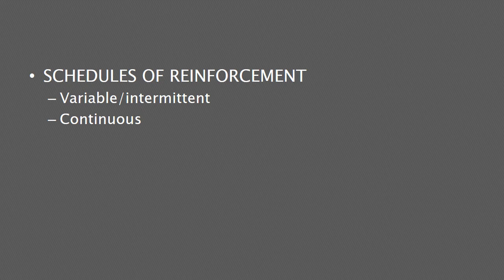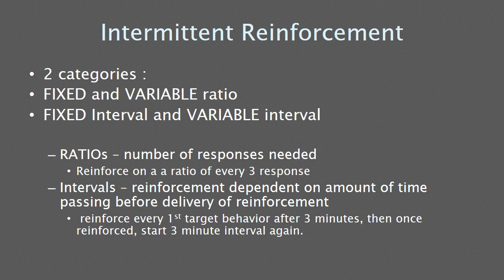Now, within reinforcement, there are 2 big types of schedules of reinforcement: variable or intermittent, and continuous. These general categories are going to be discussed next. Within intermittent reinforcement, there are 2 broad categories: ratio and intervals.